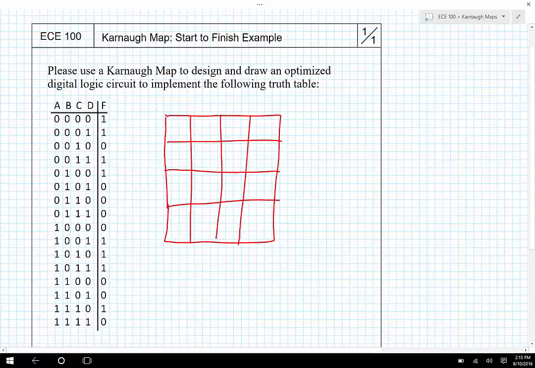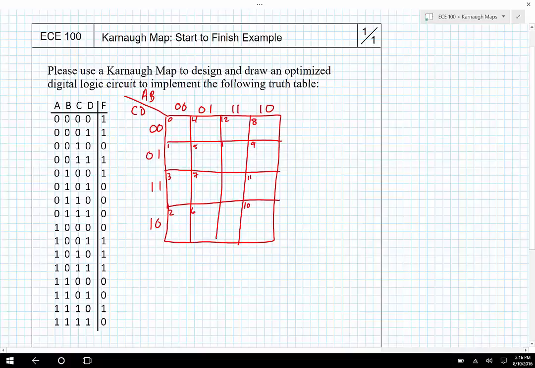And I've got 4 variables. They won't always be A, B, C, and D, so keep your eyes on that. Just want to make sure that you keep the variables straight. I'm going to go ahead and number the cells. Okay, now I'm ready to begin to fill the table.